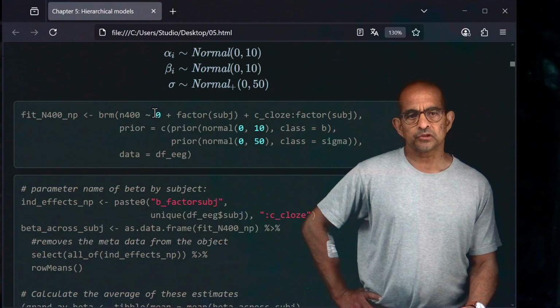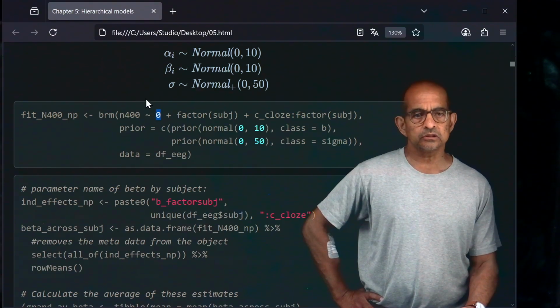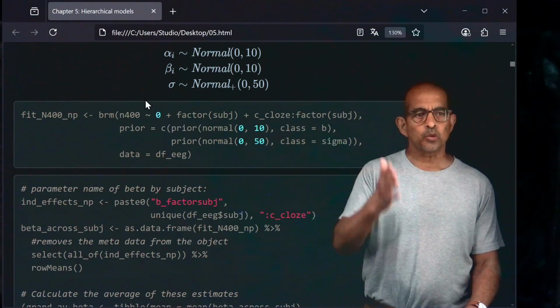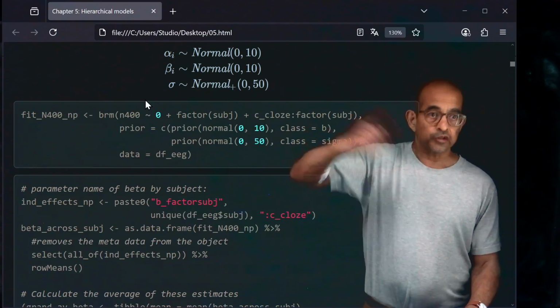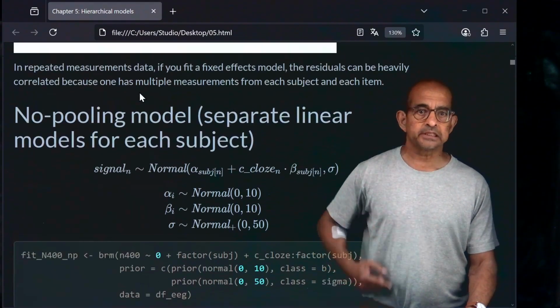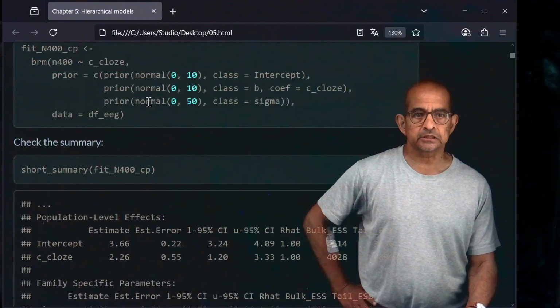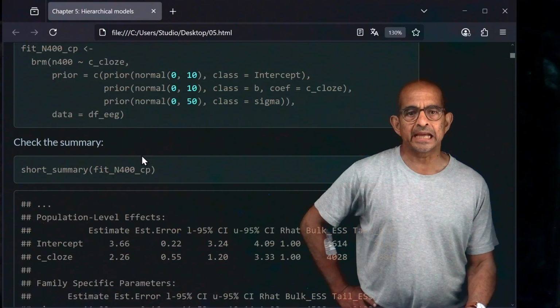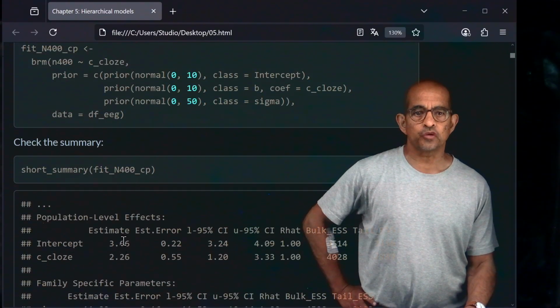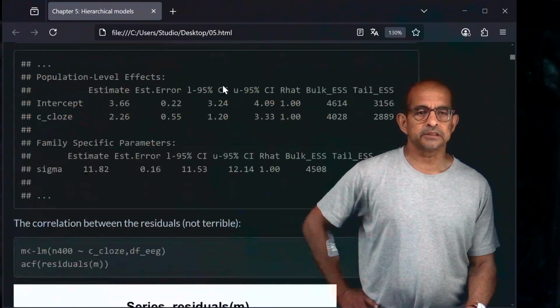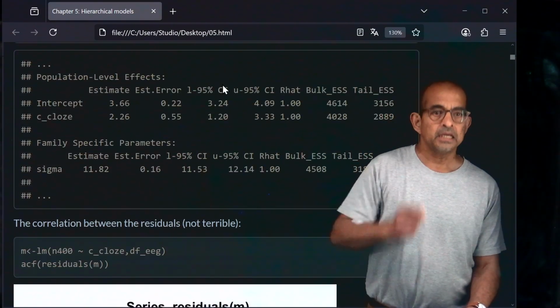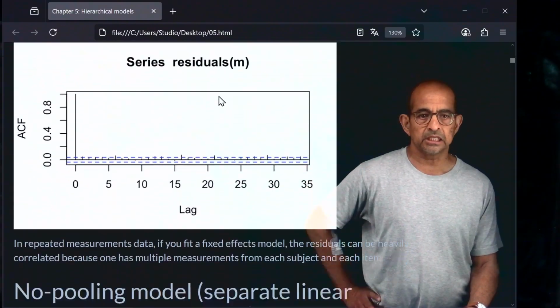First of all, notice that I've got a 0 here. 0 indicates that we are not going to fit a grand mean alpha intercept over all the subjects. That's what we did in the fixed effects model. There, we had a single intercept for all participants, and that's represented with a 1 in our syntax and also in BRMS syntax.